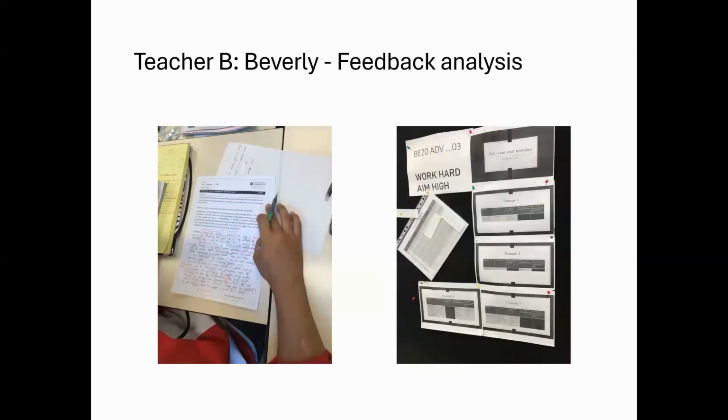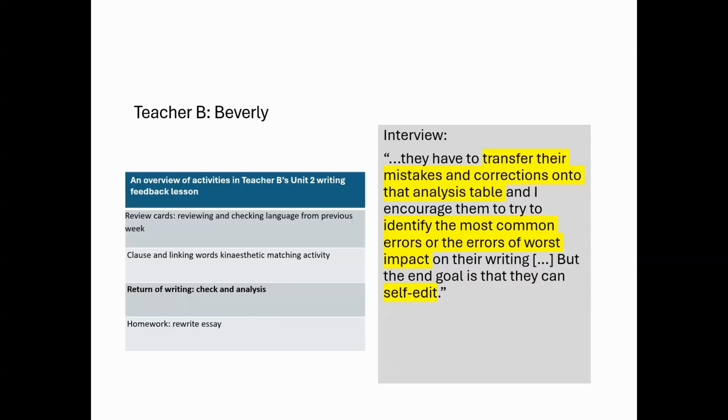That was Arthur. Teacher B, we'll call her Beverly. Again, we can see the writing there on the left with Beverly's comments and correction code on. She took a slightly different approach, this edit your own mistakes. And so the table, you can see it's at a slight angle. Part of what the students had to do was to look at their writing and identify mistakes and then put them into that table to analyze them and identify the most common errors. And she was encouraging students to self-edit. So a slightly different approach.